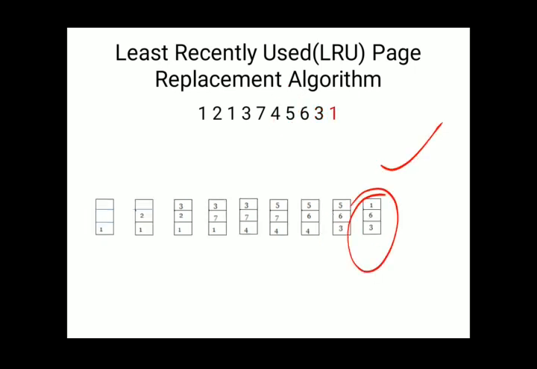So according to this, the number of page faults is first, second, third, 4, 5, 6, 7, 8 and 9. So with the help of the least recently used page replacement algorithm, we have 9 page faults.